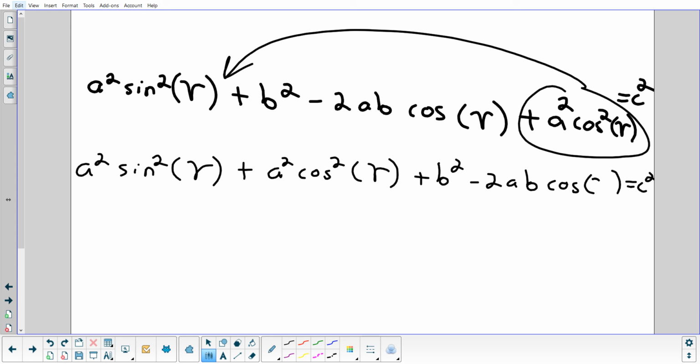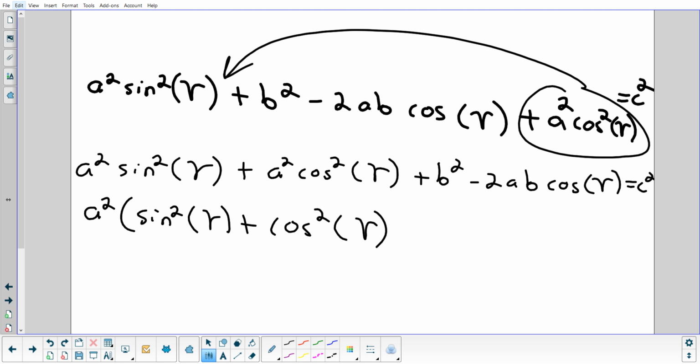All right, now look at the first two terms. What do they have in common? Yeah. A squared. So when two terms have something in common, what can you do with that? Factor it out. Factor it out, and then watch what happens. A squared times sine squared plus cosine squared. So you have a squared times sine squared plus cosine squared, and the rest of it is just going to stay the same. In fact, the rest of it doesn't change for the rest of this problem.